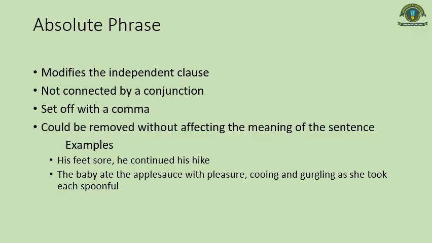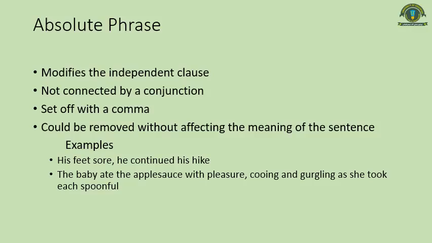Let's look at another example of an absolute phrase. The baby ate the applesauce with pleasure, cooing and gurgling as she took each spoonful. In this example, the absolute phrase cooing and gurgling could be removed, and the independent clause would be left intact to form a complete sentence: the baby ate the applesauce with pleasure.